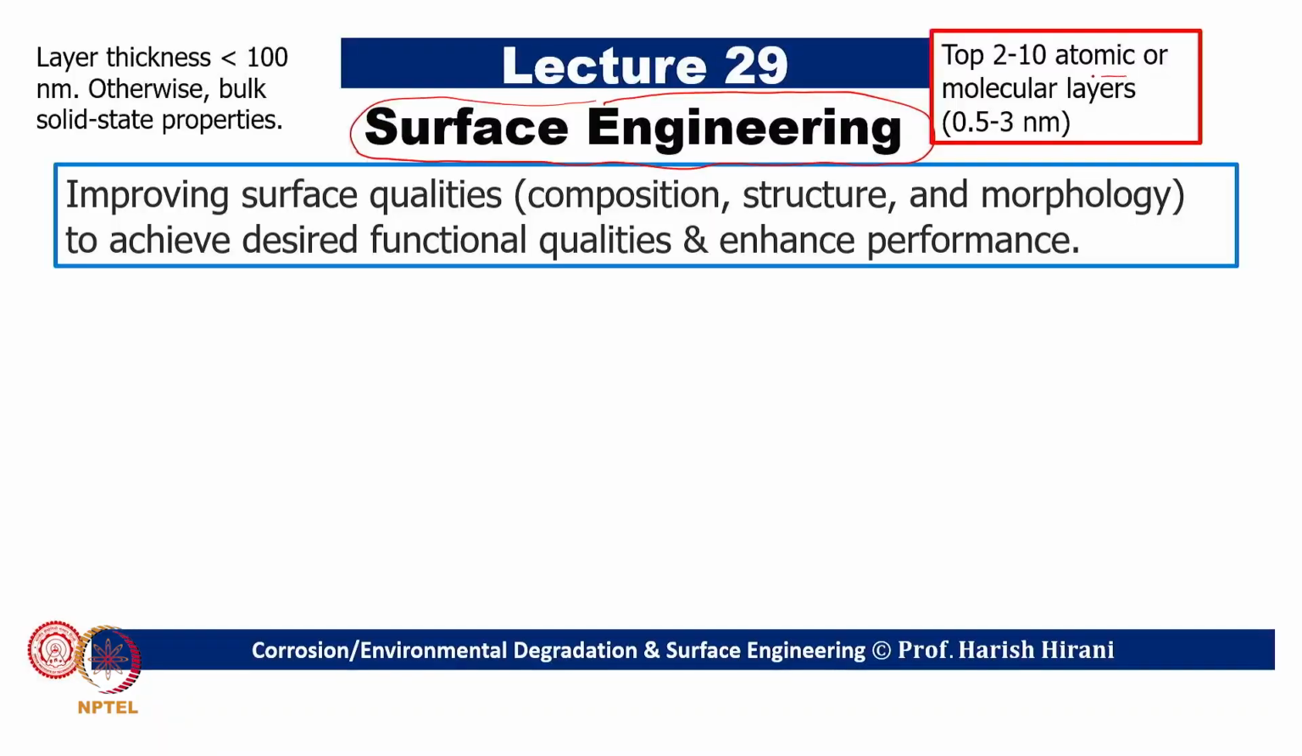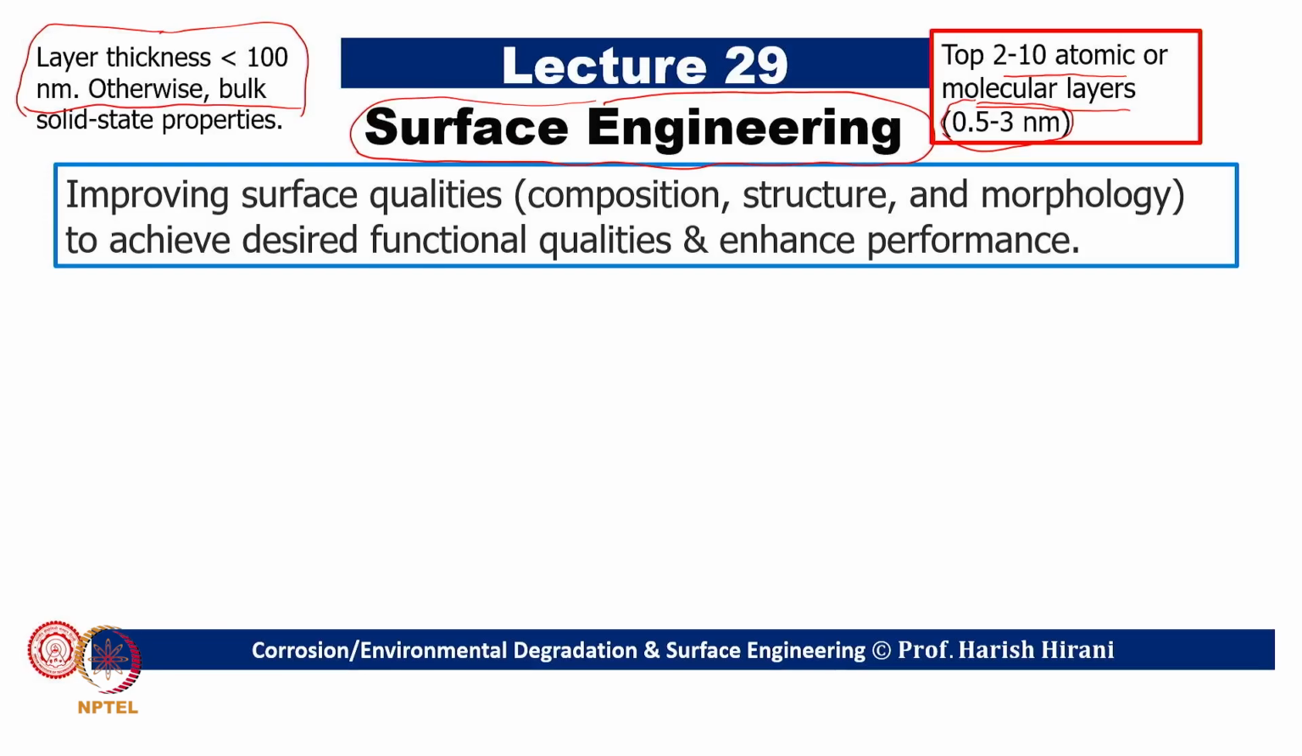Then the question comes, what is the meaning of the surface? Different literature gives different definitions of the surface itself. One literature indicates that the top 2 to 10 atomic layers or molecular layers will be treated as a surface. That means the top 0.5 nanometer to 3 nanometer layer will be treated as a surface, otherwise it is not. The second literature says anything with a layer thickness lesser than 100 nanometer should be treated as a surface, otherwise it is a bulk solid state property. Anything exceeding 100 nanometer is not a part of the surface.